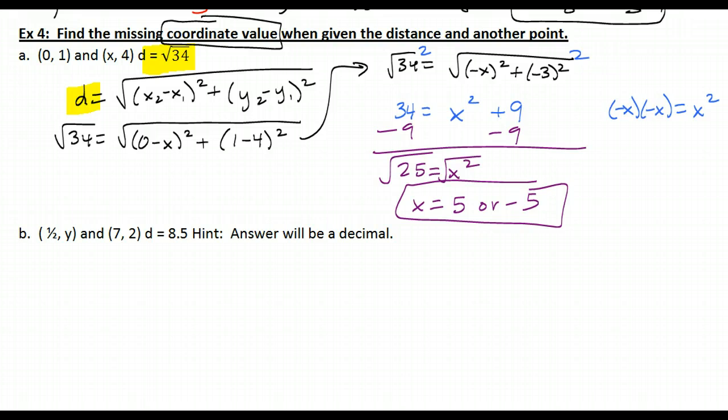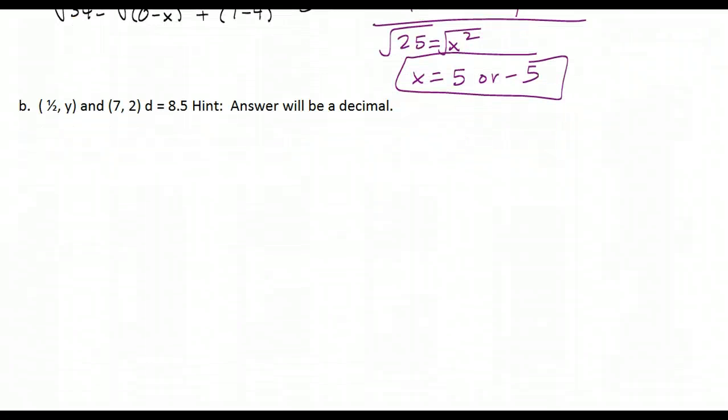Okay, why don't you go ahead and try B, and I'll just give you a hint. Your answer is going to be a decimal. So if you're going through this one, you're going to end up with a decimal. Why don't you pause and get as far as you can, write in pencil, so that we can erase if you make a mistake, and then we'll see what you're getting here.